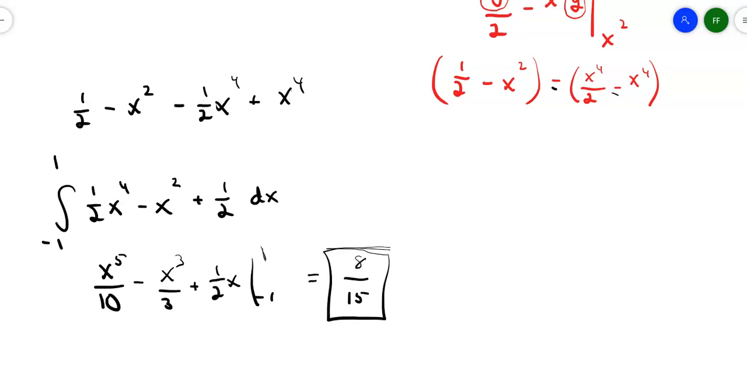So now we've done 2 different types of regions. The next section we'll start looking at polar coordinates.